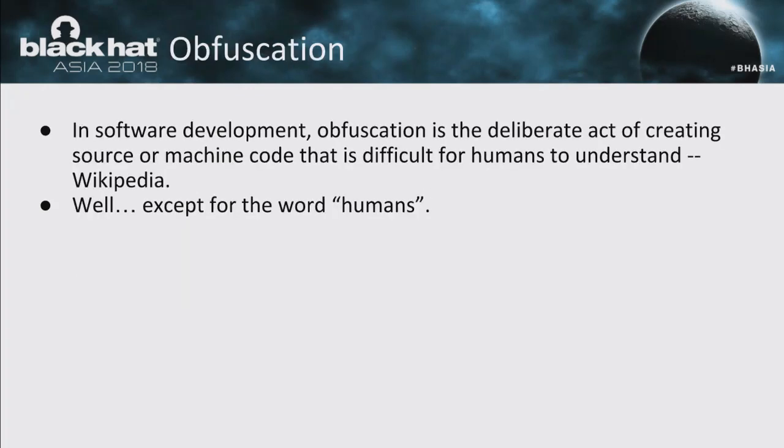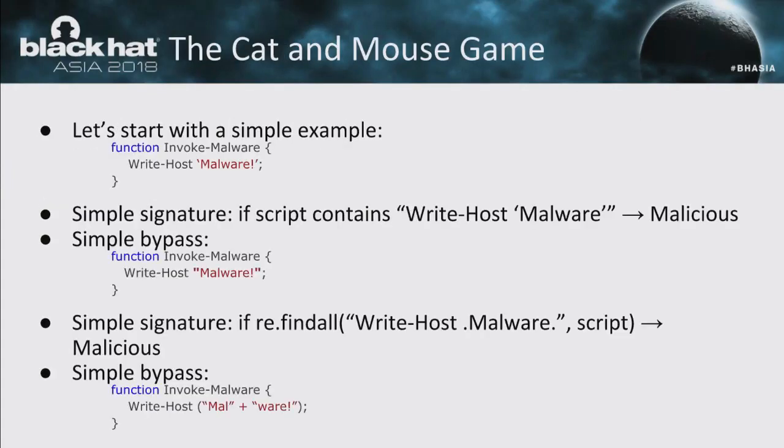Now, obfuscation, according to Wikipedia, in software development, obfuscation is the deliberate act of creating source or machine code that is difficult for humans to understand. Well, I do agree with that, but when you're talking about malware, scripting, and obfuscation, you're not just trying to avoid comprehension by humans. You're trying to avoid the inspection of security products that are trying to understand what it is that you're trying to run. Now, there's a cat and mouse game, a very simple one that goes on between attackers and defenders in the scripting world. Now, we'll start with a simple example.